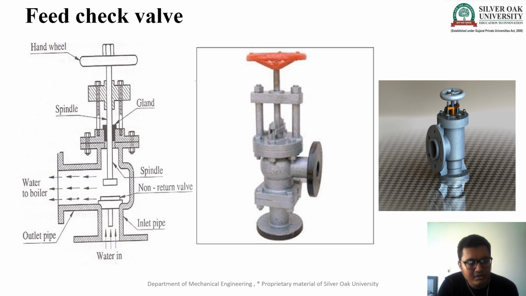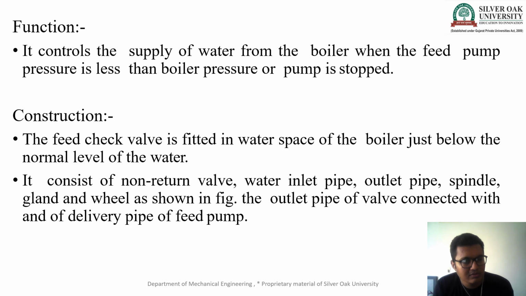If we do not require the water transfer from the outer source to the boiler, then what will happen? We rotate the hand wheel, the spindle goes down, then the valve will close. Here we are using the non-returning valve so that whatever amount of water gets inside the boiler does not return back to the outer source. That's why we are using the non-returning valve. This is the actual figure of the feed check valve. Now we discuss the function and the construction.